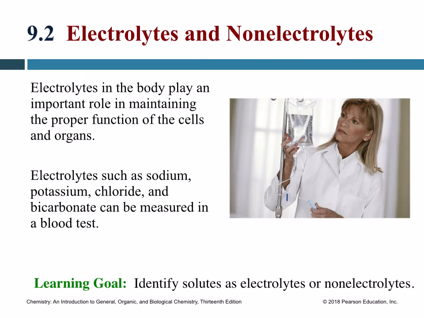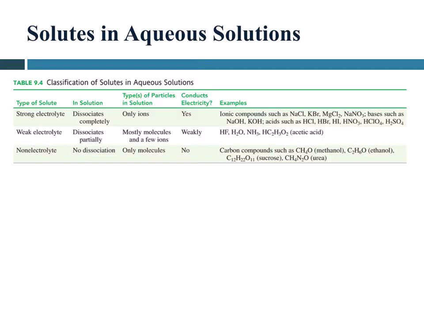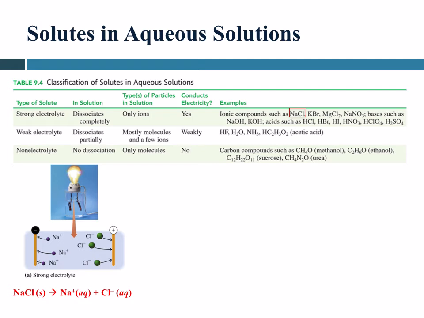Solutes can be further classified as electrolytes or non-electrolytes. Electrolytes, as the term suggests, form solutions that conduct electricity. This means that they dissolve and dissociate into positive and negative ions, which can transmit electricity. A strong electrolyte will dissociate completely into its respective ions. An example is sodium chloride. Strong electrolytes give solutions that are very good conductors of electricity.